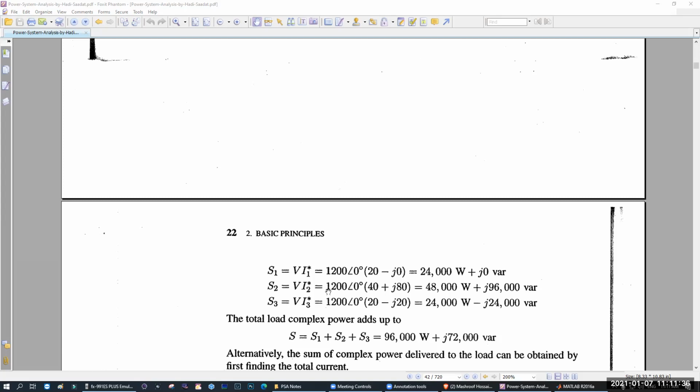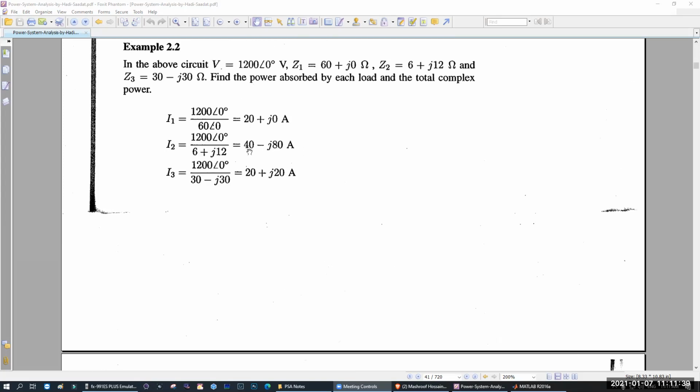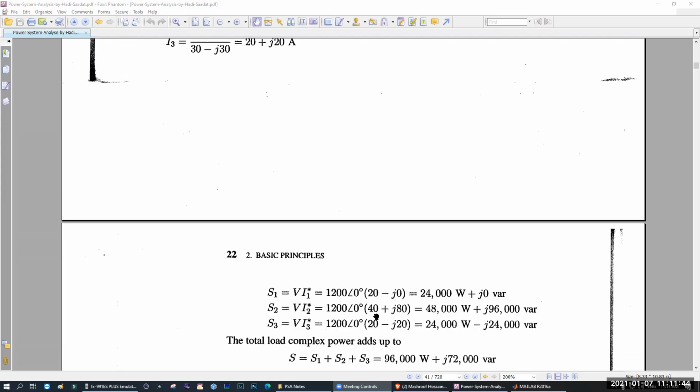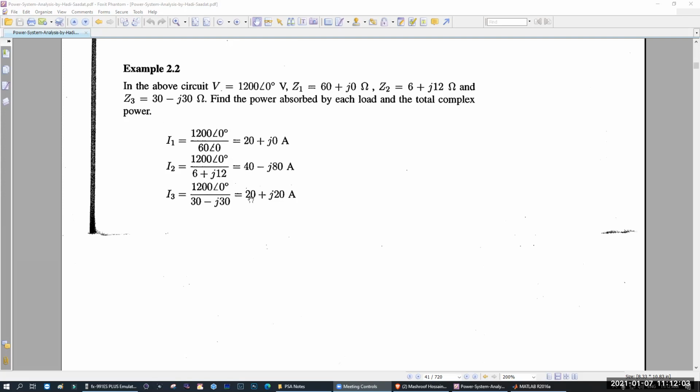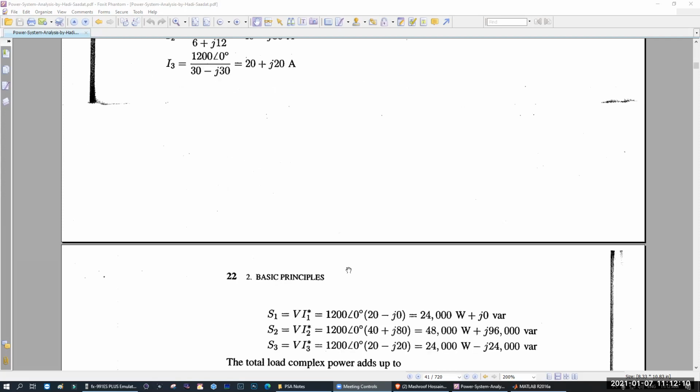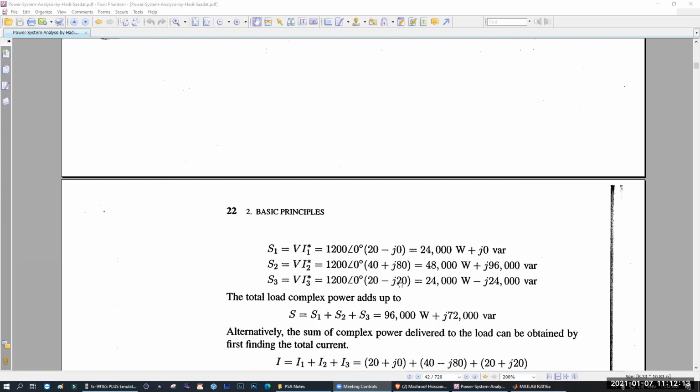Next one, S2 is equal to V into I2 conjugate. So V is 1200 angle 0 and I2 was 40 minus J80. So 40 plus J80 will be there. If you multiply these, this will be 48,000 plus J96,000 VAR. Next one is V into I3 conjugate. So V is equal to 1200 angle 0 and I3 is 20 plus J20, and because it is conjugate, it will be 20 minus J20.